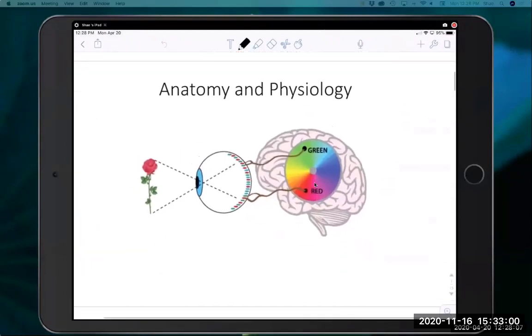So anatomy and physiology. Anatomy speaking, we know that the eye is a sensory organ. It converts patterns of light to nerve impulses that are sent to the brain, and then the brain interprets those impulses and makes some type of meaning of that visual input.